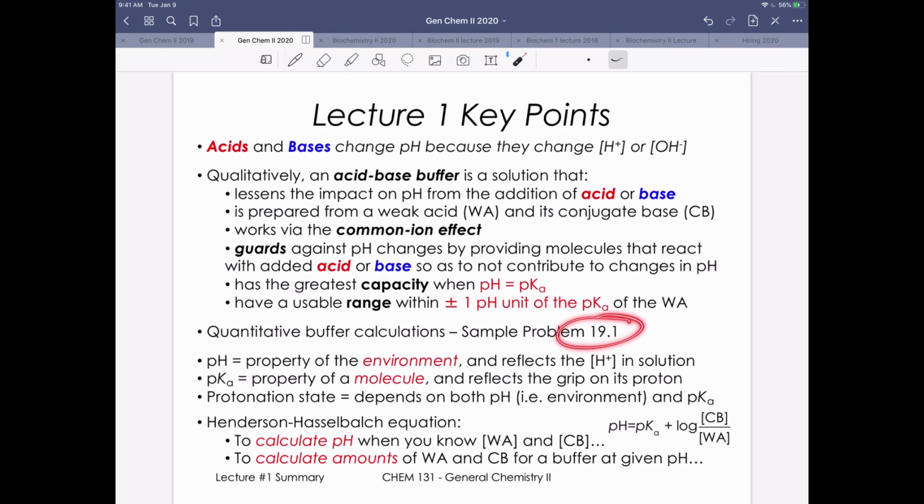And then we did a pretty involved problem thinking about how we calculate pH of buffer solutions. And again, some qualitative stuff, thinking about pH, pKa, protonation state, and then this all-important Henderson-Hasselbalch equation. It's not an equation that you're going to need to memorize. It will be provided for you on the front of your exam, but you do want to know how and when you can use it. You only can use it if you have a buffer.